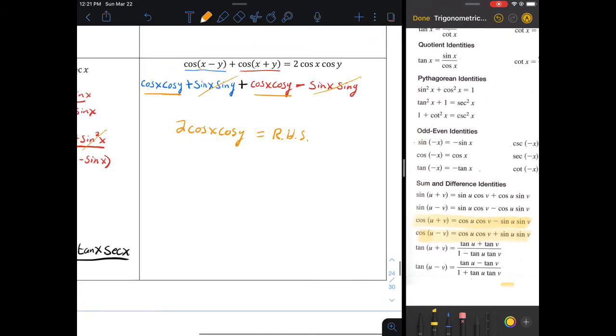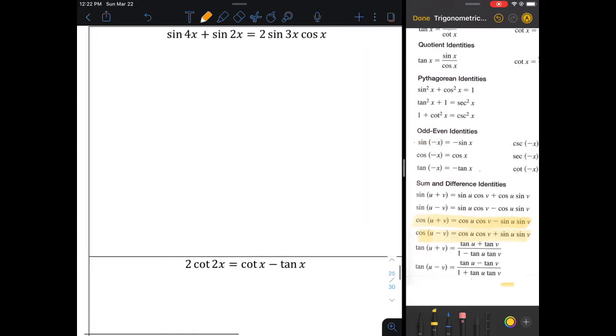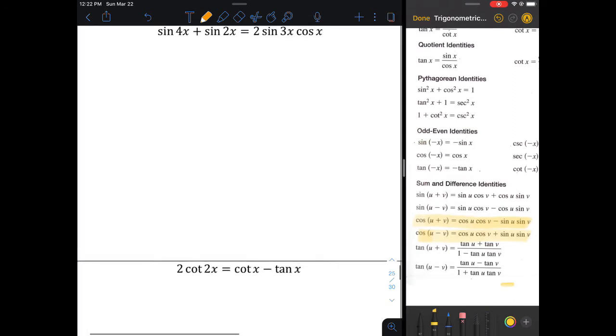And the more of these proofs that you do, the better you will get at them in terms of seeing how to approach and how to start the problem. Now, a lot of these proofs, there is more than one way to do them. Just because I did it this way in this video doesn't mean that's the only way to get the right answer. Okay, now let's look at some multiple angle identities and how to approach them.